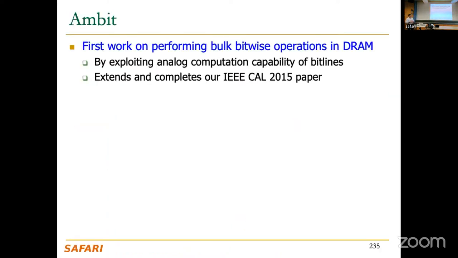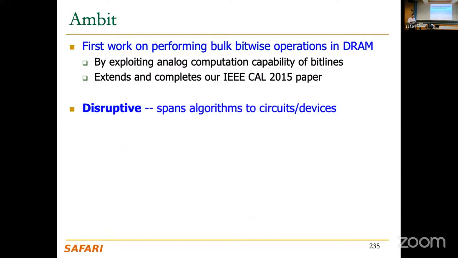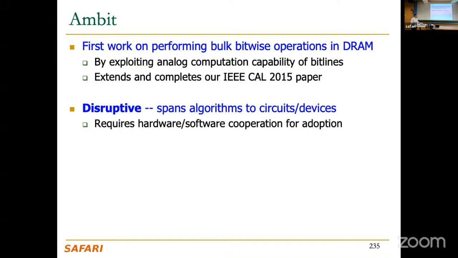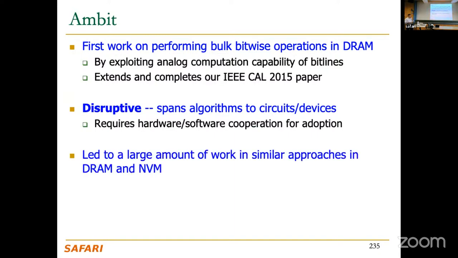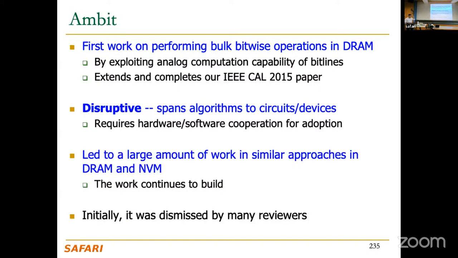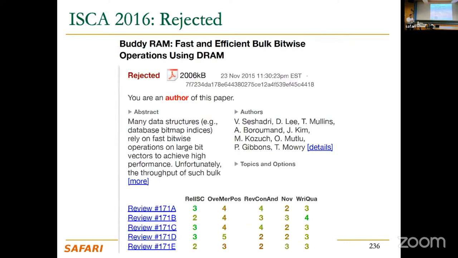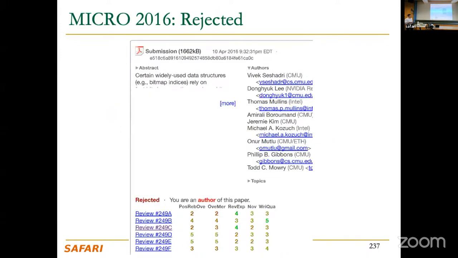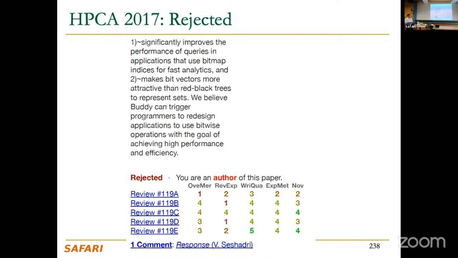Even though it was the first work to show how to do AND and OR operations in DRAM, people had a lot of issues accepting that idea. Even though it was quite a disruptive idea and led to a bunch of works that continue impacting the research community. I think it was submitted to 4 different conferences, and I'm going to show more or less how the reviewers went. This is the first submission in 2016, a reject. And initially Ambit was called BuddyRAM. So let's see what the reviewers were talking about.